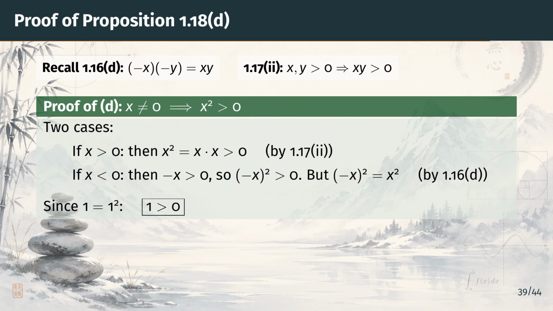Since 1 equals 1 squared, we conclude that 1 is positive. This is a remarkable fact. The positivity of 1 is not an axiom, but a consequence of the other axioms. One more property to go.